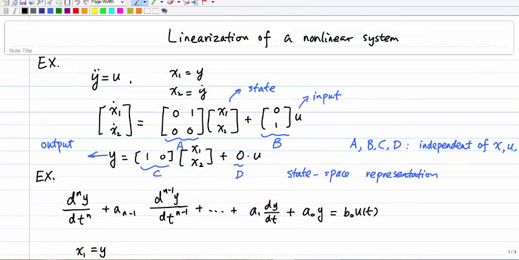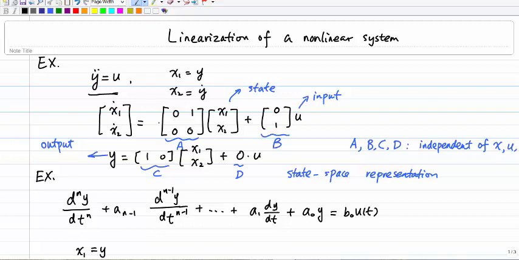So the general idea of the linear system is to write the system into what we call a state space representation. For example, if I give a very simple system given by y double dot is u, I can define the state variables x1, x2. For example, x1 is y, x2 is y dot. So I can write down this equation as x1 dot, x2 dot equals [0, 1; 0, 0] times x1, x2 plus [0; 1] times u.